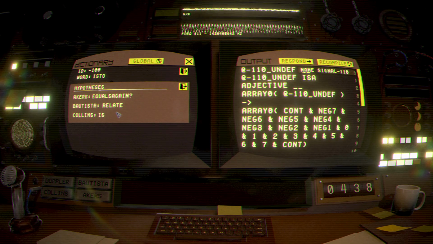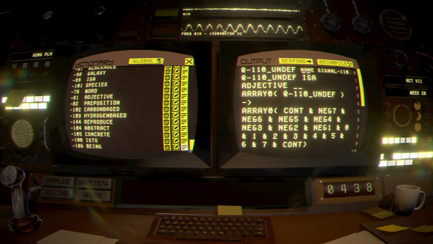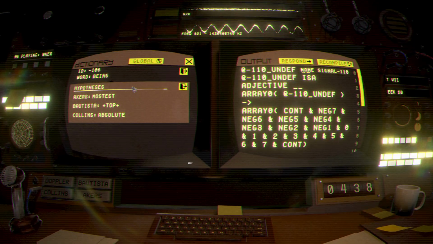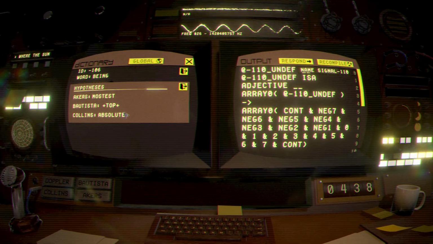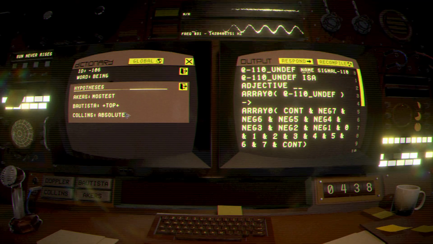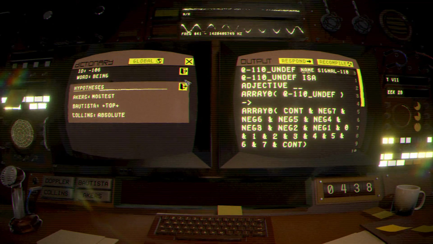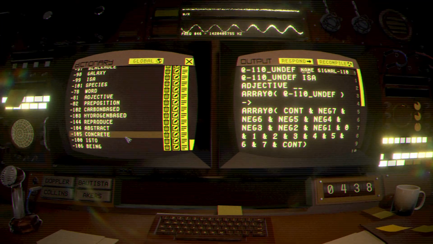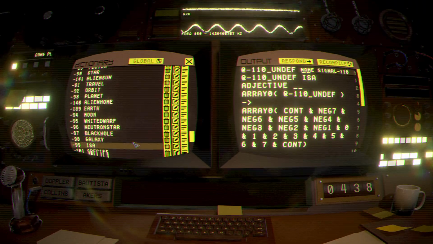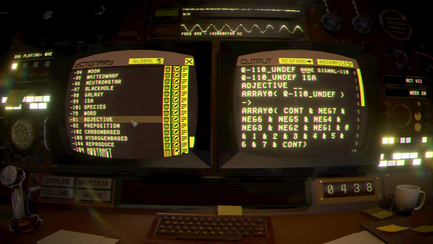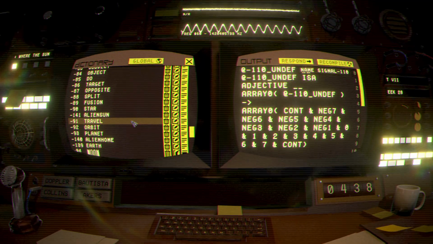Is to equals relates is. Okay. And being mostest top absolute. Top absolute. I might revisit that one. That's interesting. And then I want to see what they had to say about the alien sun as well.